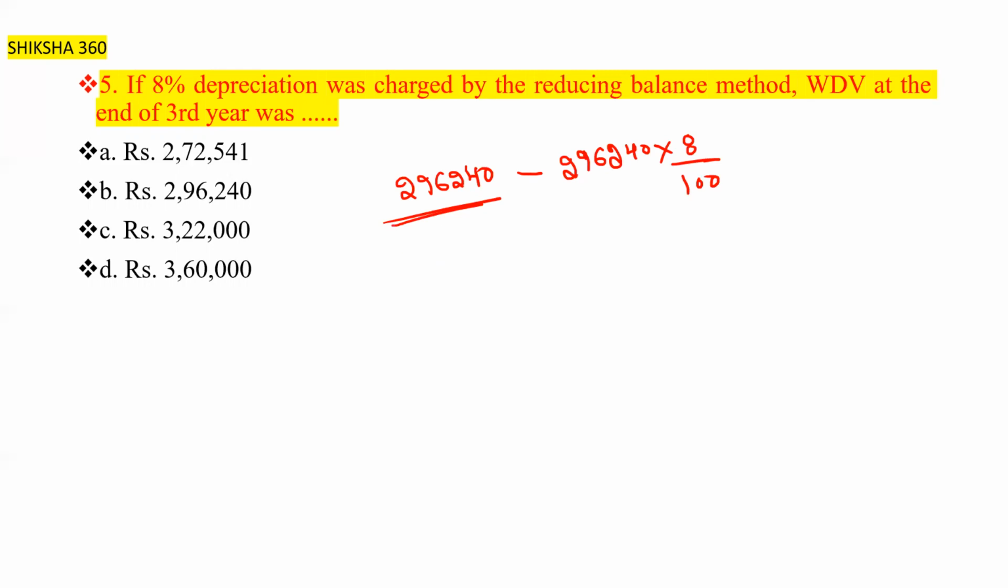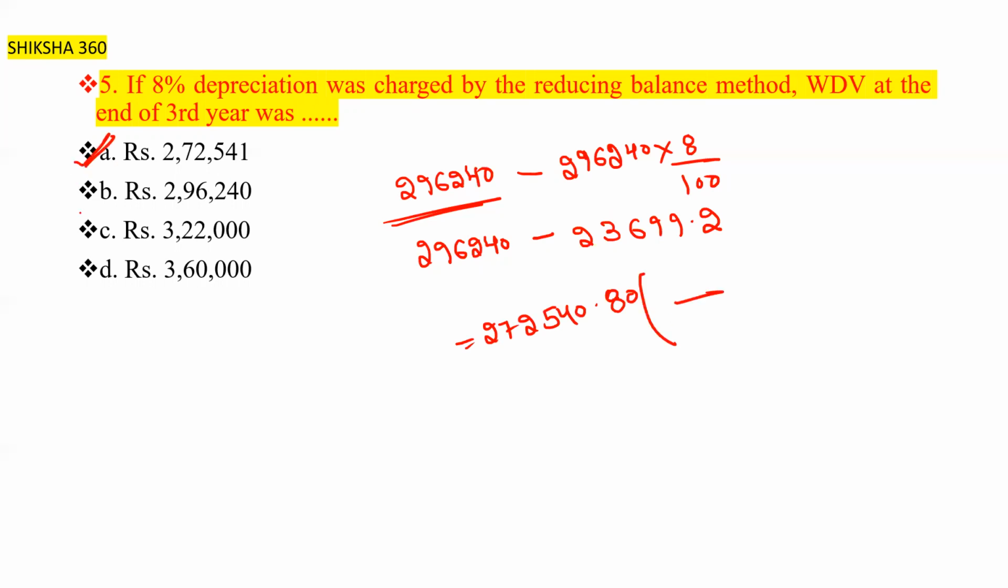2,96,240 into 8% is 23,699.2, or 20 paisa we consider. So now subtracting 2,96,240 minus 23,699.20, we will get here 2,72,540 rupees, 80 paisa. So that is approximately equal to the option number A, 2,72,541 rupees. So option number A is the answer here.